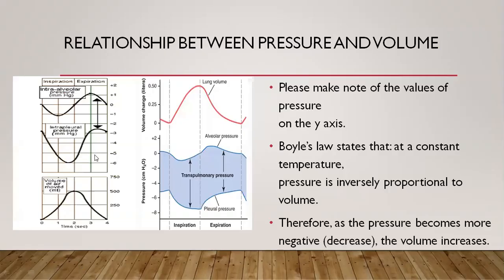And again, same graph stuff, same concept, how volume is going to be changing throughout. And right here is important: transpulmonary pressure. We've taken the two graphs over time, and we know that this difference between the alveolar pressure and the pleural pressure will be equal to the transpulmonary pressure.